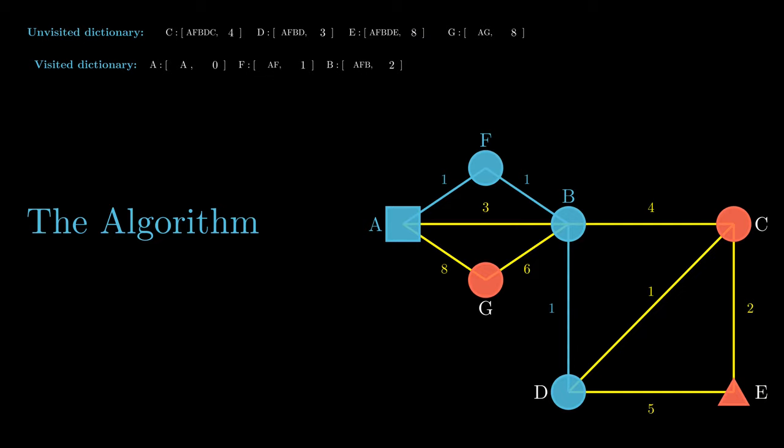Let's pause for a second. Even though we have now, for the first time, updated the route and the cost for our destination in the unvisited dictionary, we have not yet visited the destination itself. In other words, our destination node has not yet been the current node. It has just been a neighbor of another current node. So we must continue.